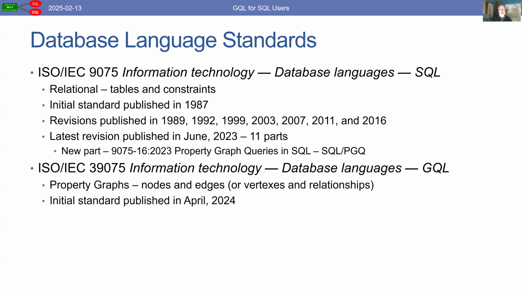In April of 2024, a new database language standard was published for GQL, specifically for property graphs. So SQL talks in terms of tables and constraints and columns. GQL talks in terms of nodes and vertexes or edges and relationships.